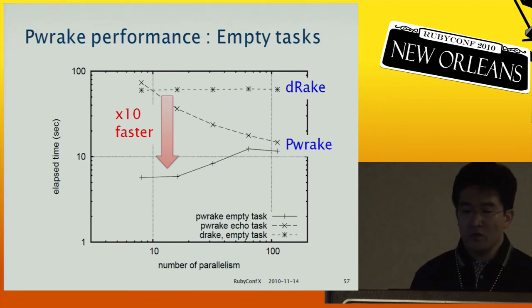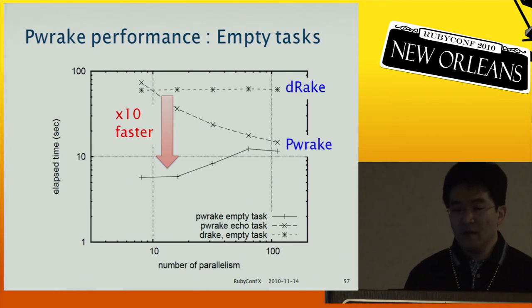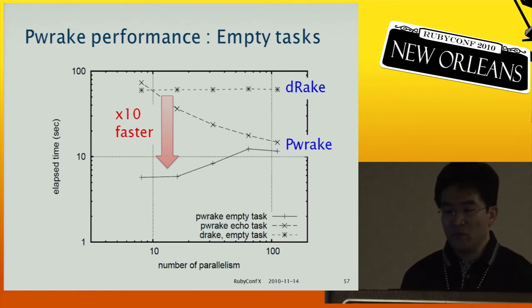The plot shows the performance evaluation of a workflow consisting of 1,000 empty tasks. We see a performance improvement from DRake by a factor of 10.